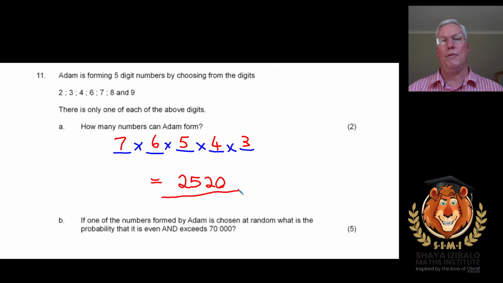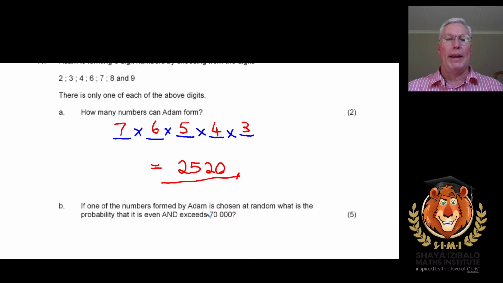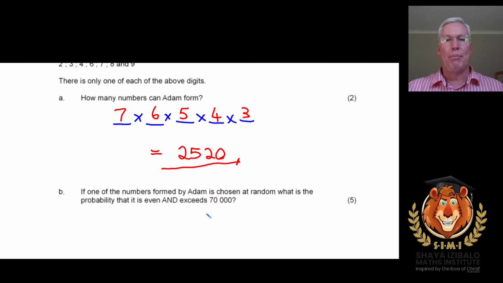Now for the first time, counting techniques is going to intersect with probability, which it often does. One of the numbers that he could possibly make is chosen at random. What's the probability that it's even and it exceeds 70,000? Now this requires a bit of thought. There's some nice thinking involved here.